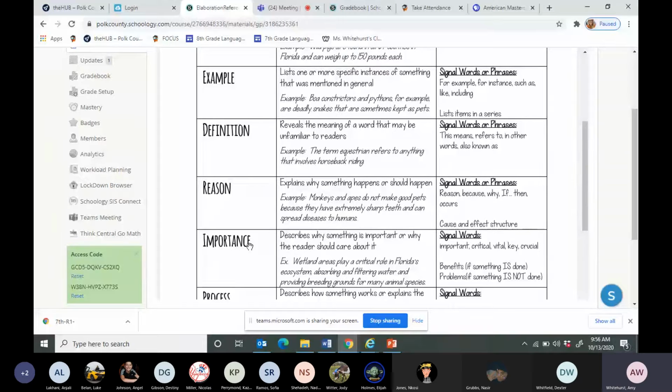Importance is also a great way to elaborate because it's very simple to say this is important because this is crucial to the environment because. So importance really is focusing on the benefits of something or the problems if something is not done. Right? So you can go either way with that. The benefits of recycling or the problems if people do not recycle or the problems if plastic continues to accumulate on Earth.